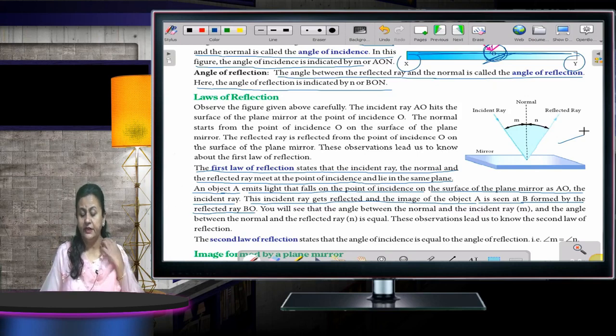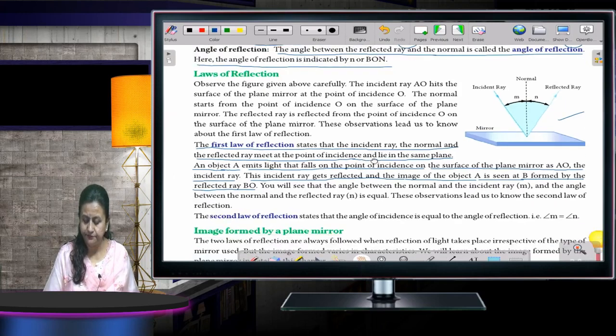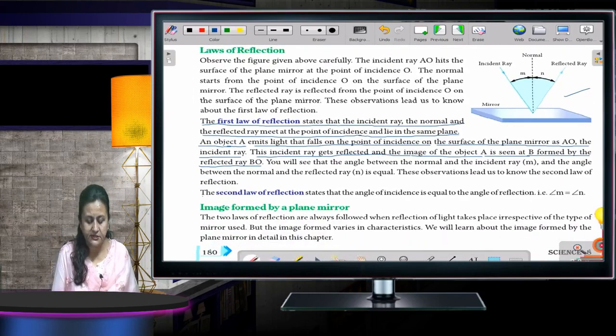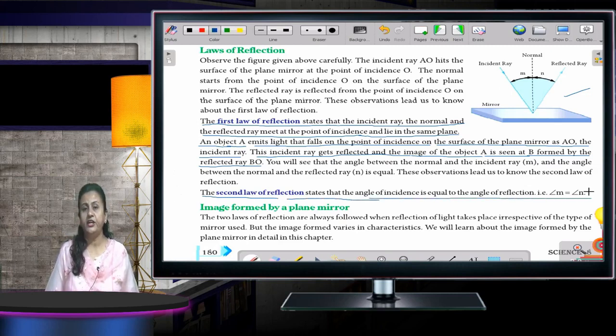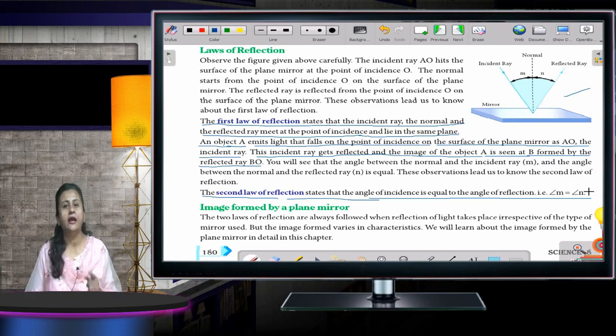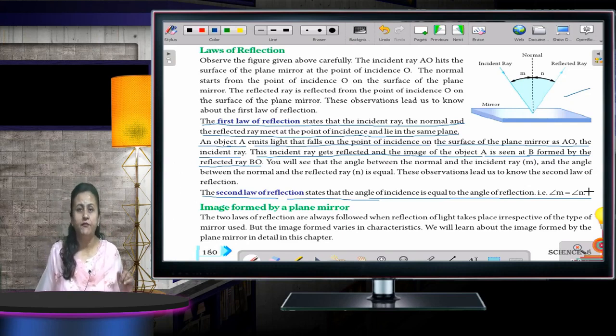The first law states that the incident ray, the normal ray and the reflected ray all lie on the same plane. Now what does the second law state? The second law states that the angle of incidence is equal to the angle of reflection. Fine, children. The first stated that they all lie on the same plane. The second stated that the angle of incidence and angle of reflection are both equal. Now moving to the next one, image formed by plane mirrors.